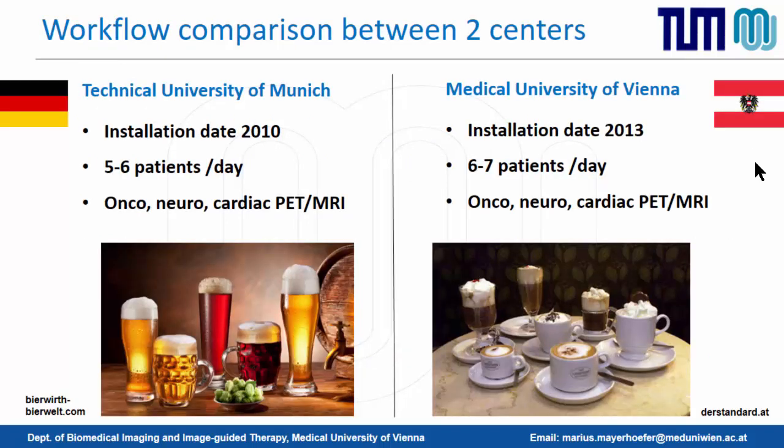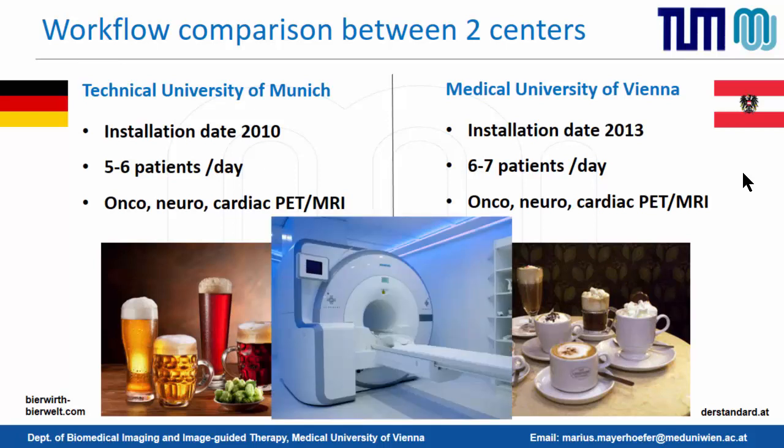As I mentioned, the two centers that I'm going to talk about today are Munich and Vienna. Munich is clearly ahead of us in terms of installation data. They were one of the first centers to have an integrated system installed in 2010. We started at the end of 2013. In terms of applications, we have a quite similar number of patients per day. But as indicated by the Bavarian beers and the Viennese coffees here, there are differences, which I'm going to talk about. But we are united by having the same scanner model.